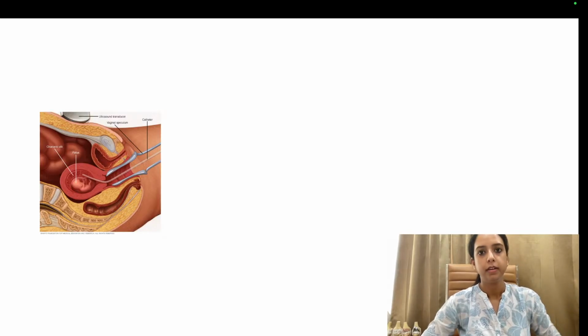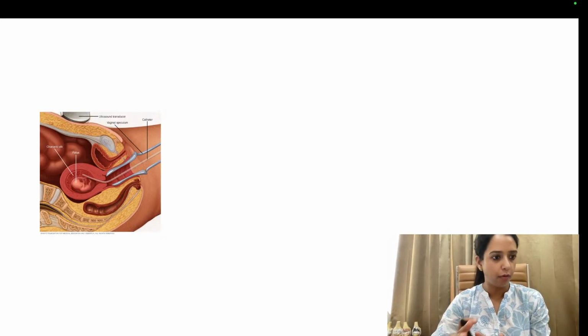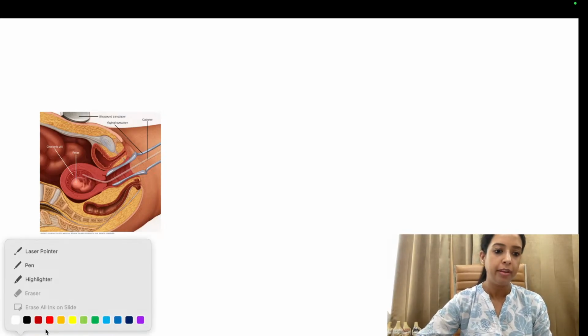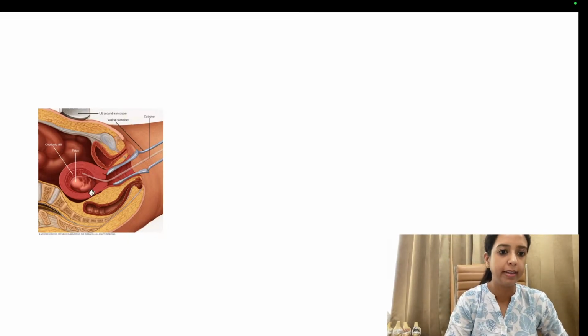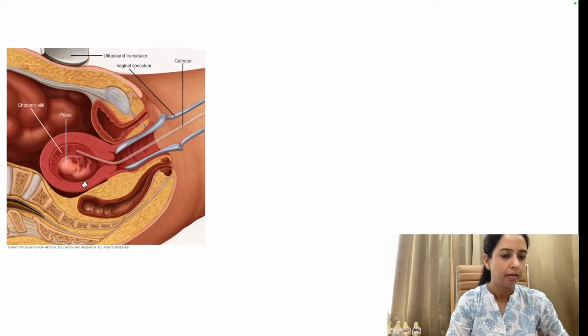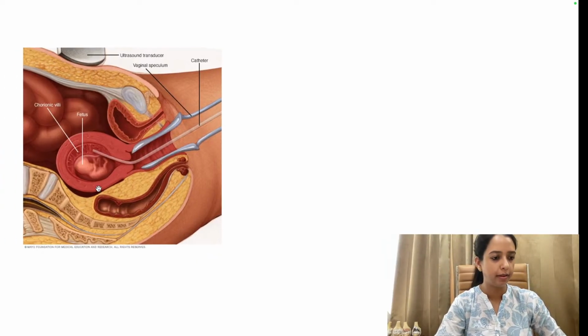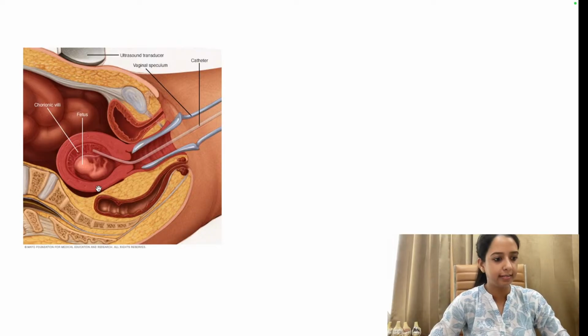Next image. So once the screening is positive, now we have learned about the screening test. Once the screening is positive, we go for diagnostic tests. So diagnostic test image-based questions will be asked. So this is a diagnostic test. If I zoom it, can you tell me what diagnostic test is this one?